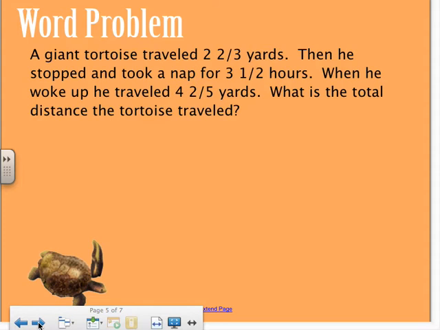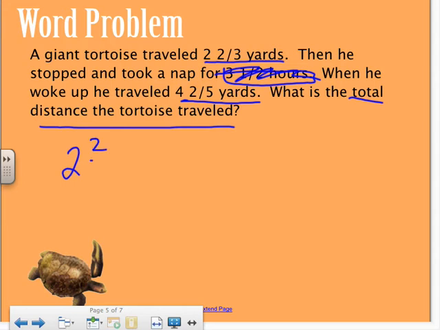All right, so what they're trying to trick you on in this part, we want to know the total distance they traveled. So again, we're adding, but we're adding up how far they traveled. So I only want these 2 numbers that are yards. This 3.5 hours one is actually fairly useless. Like, who cares that he took a 3.5 hour nap? That's one of the useless pieces of information. So I want to add up the 2 distances, 2 2/3 plus 4 2/5.